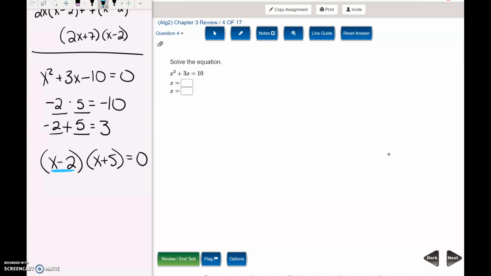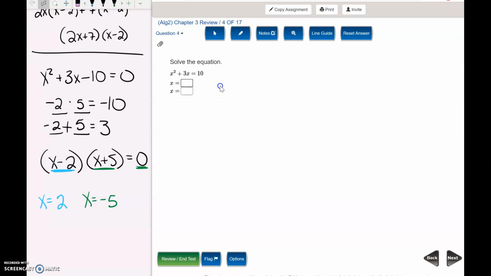If x minus 2 has to equal 0, then x would be positive 2, because 2 minus 2 would be 0. If x plus 5 had to equal 0, x would have to equal negative 5, because negative 5 plus 5 would be 0. So in these boxes, you're going to type it in using your keyboard.